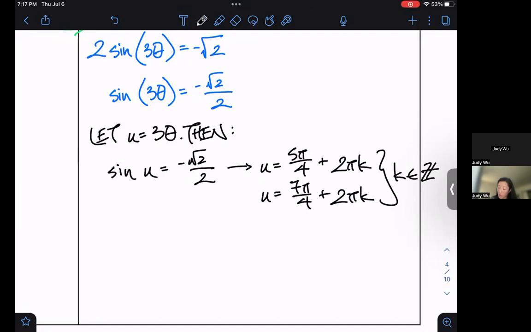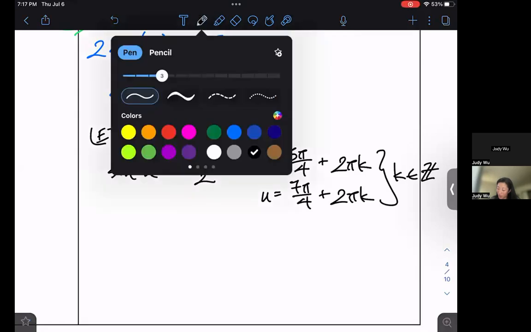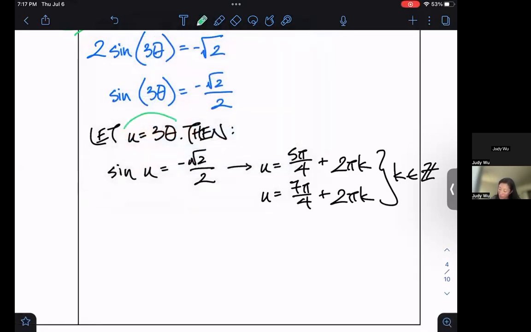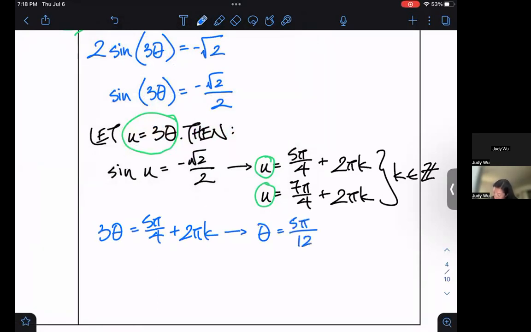Now that solves for u, but it doesn't solve for our 3 theta. So we've got to go back to here. Everywhere we see a u, we're going to replace it with a 3 theta. That means I get 3 theta equals 5 pi over 4 plus 2 pi k. But I want theta. I don't want 3 theta. So I'm going to go ahead and divide both sides by 3. Theta equals 5 pi over 12 plus 2 pi k over 3, where k is an integer. That's for the first solution.